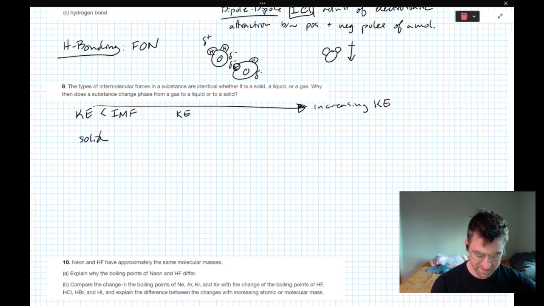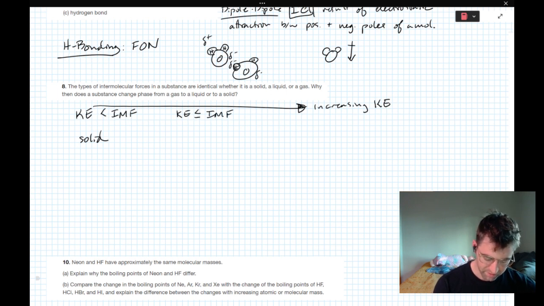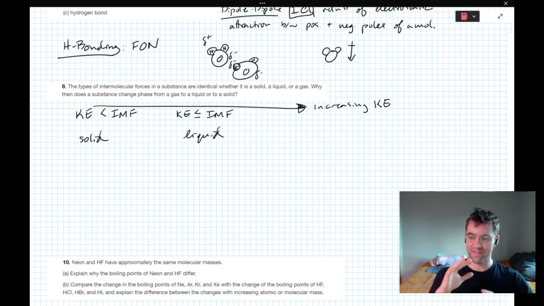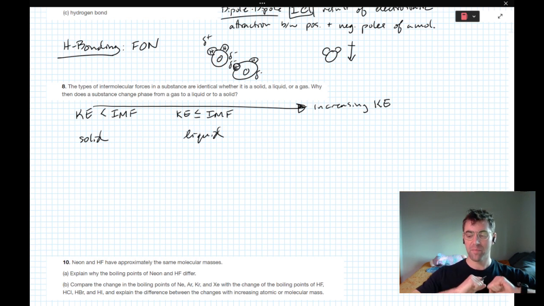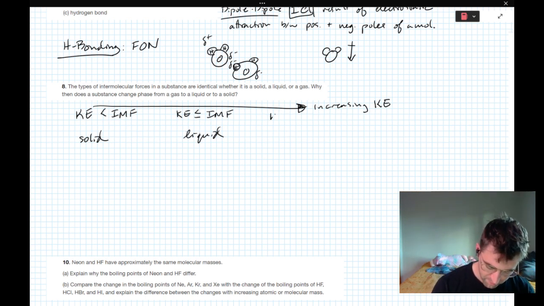If kinetic energy is just less than or equal to the intermolecular forces, we're going to have a liquid. And I say just less than because we want the molecules to slip past each other, but they still have some attraction. And if kinetic energy far exceeds the intermolecular forces, we're going to have a gas.